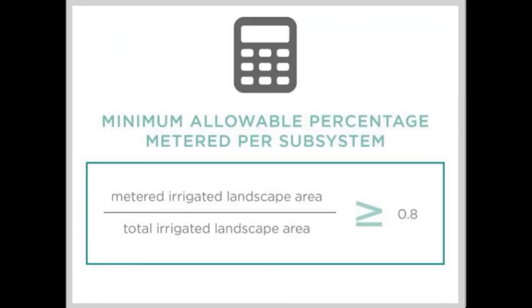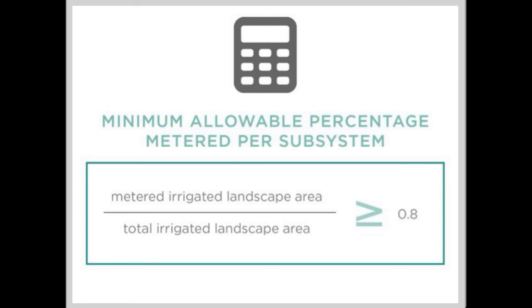Here is the required calculation for the credit. If the project team is claiming credit for irrigation, indoor plumbing fixtures, domestic hot water, or other process water submeters, at least 80% of water distribution must be submetered. If 100% of the water used by a subsystem is metered, no calculation is necessary.